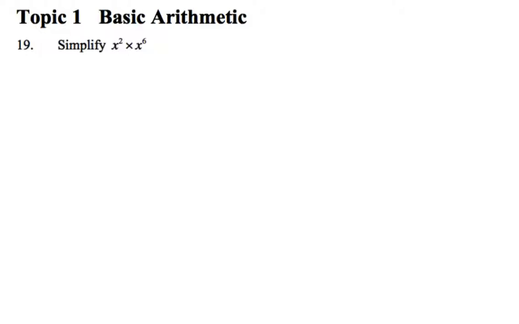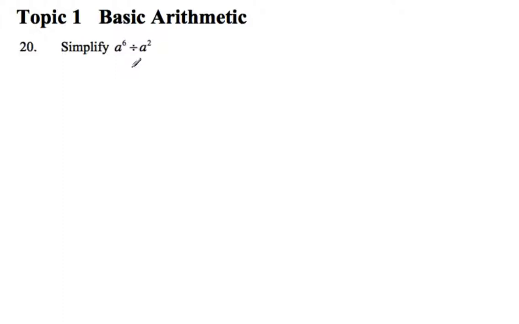To simplify x squared multiplied by x to the 6, this is a classic example of when you're multiplying terms with indices, you get to add the indices. So it's just x to the 2 plus 6, or x to the 8 would be our final answer. We just add the indices there.